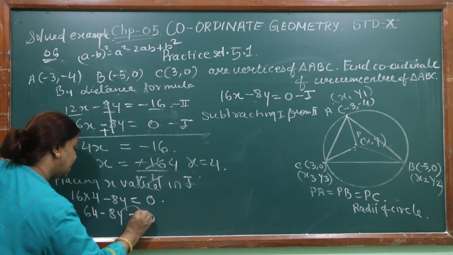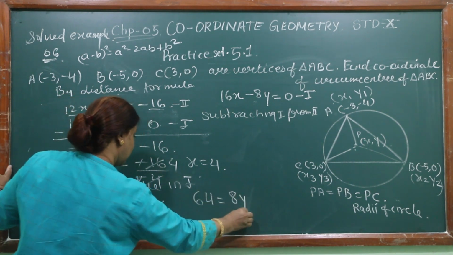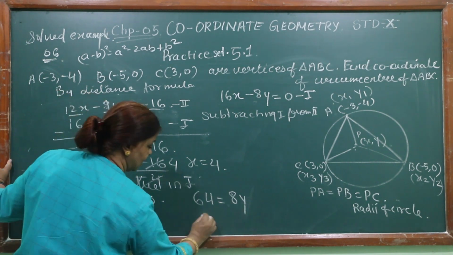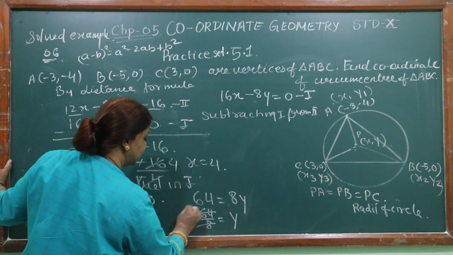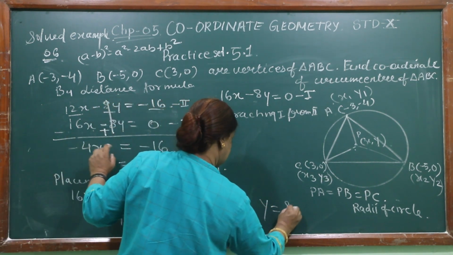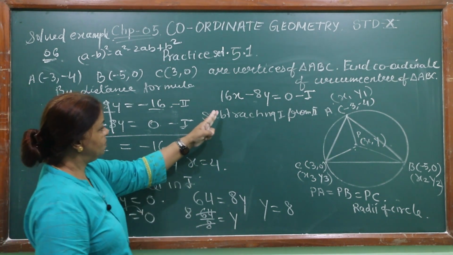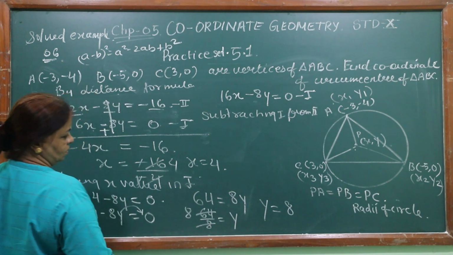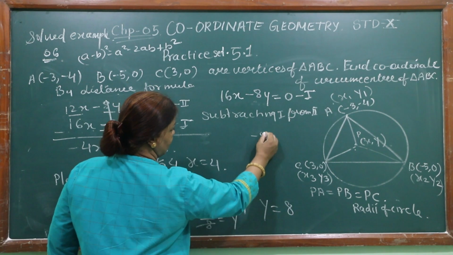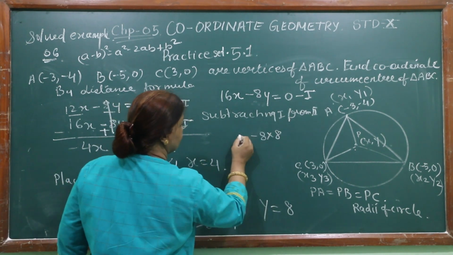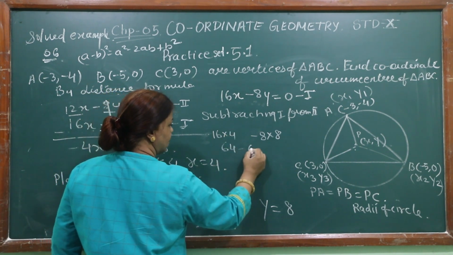Now let me shift 8y this side. What I'll get? 64 is equal to 8y because minus 8y will become plus 8y. So 64 upon 8 is equal to y. 8 8s are 64. So I got y value as 8. To check whether my values are correct or not, let me place in one of the equations. Let me place it here and check it. Minus 8 into 8 and 16 into 4. 64 minus 64 is 0.